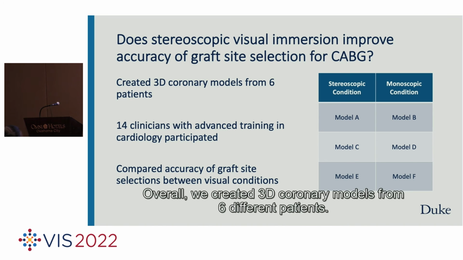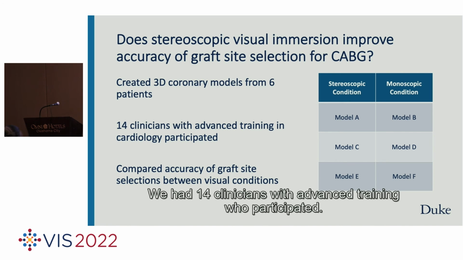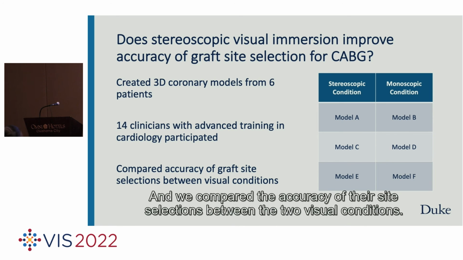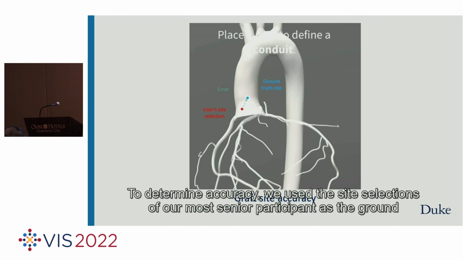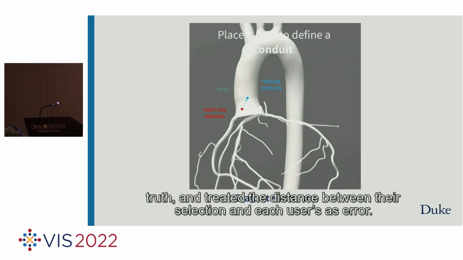Overall, we created 3D coronary models from 6 different patients. We had 14 clinicians with advanced training who participated, and we compared the accuracy of their site selections between the 2 visual conditions. To determine accuracy, we used the selections of our most senior participant as the ground truth and treated the distance between their selection and each user's as error.